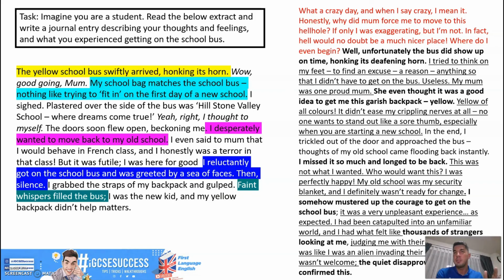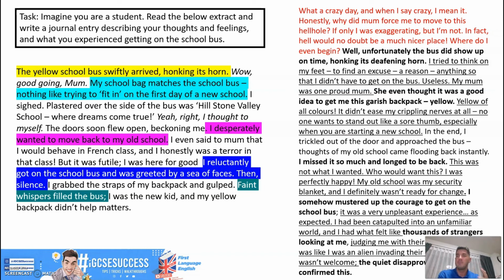Now, everything I have put in bold are really my explicit ideas. So take the first one, for example. Well, unfortunately, the bus did show up on time, honking its deafening horn. Now, of course, that links to the quotation highlighted in yellow. The yellow school bus swiftly arrived, honking its horn. And the underlined text is, I guess, my inference or development. So I've put, I tried to think on my feet, to find an excuse, a reason, anything so that I didn't have to get on the bus. Useless. My mum was one proud mum.